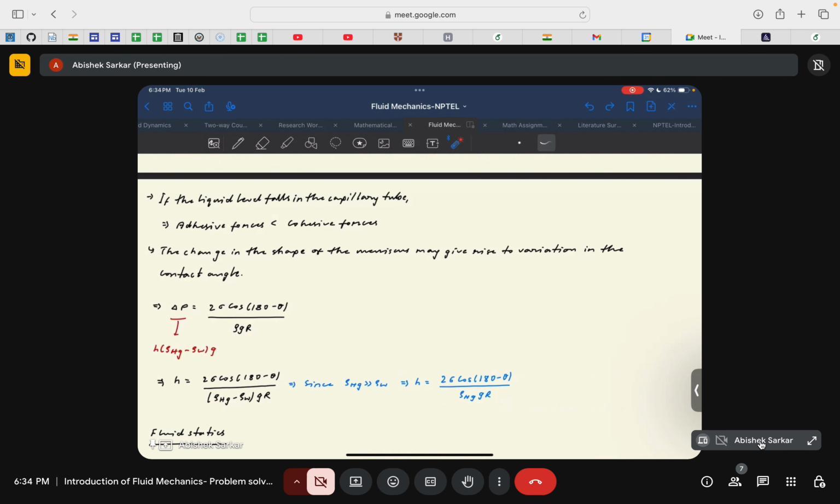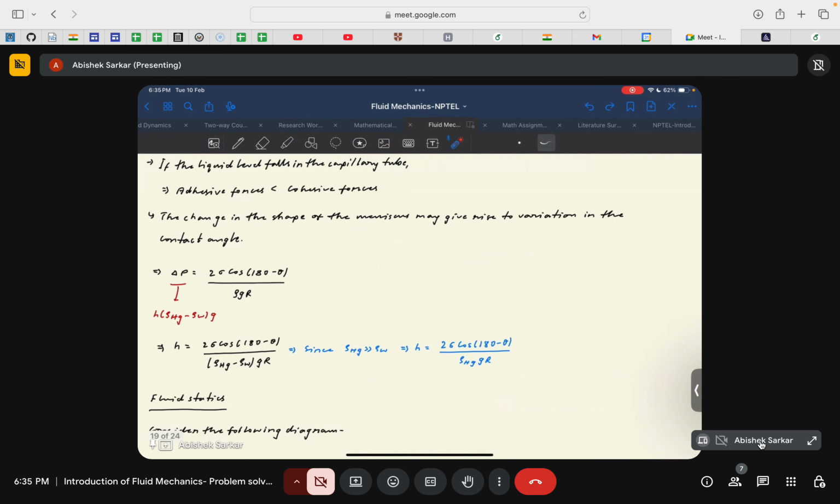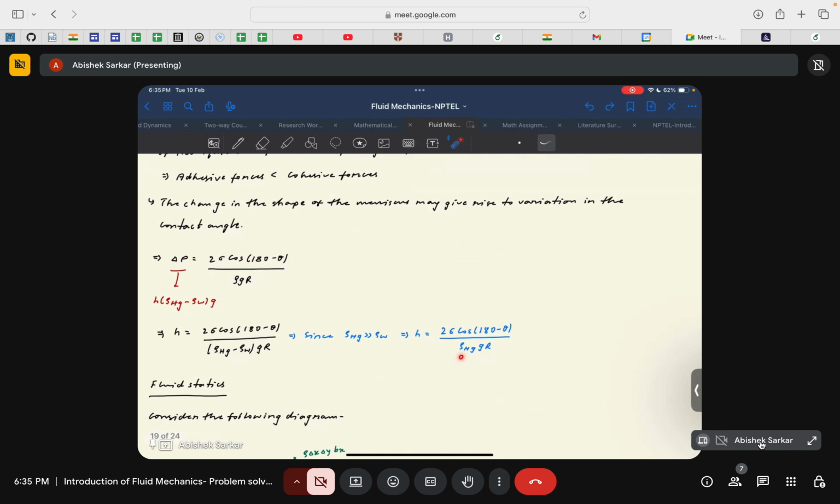And in that case, the capillary depression can be given by this expression. In this case, Professor Chakraborty has substituted delta P to be rho Hg minus rho W by G. But for most cases, since rho Hg is much higher than rho W, you can just disregard this. So we will get the capillary rise as 2 sigma cos (180 minus theta) by rho Hg g r, where rho Hg is the density of mercury. I'm just considering a case of mercury here.